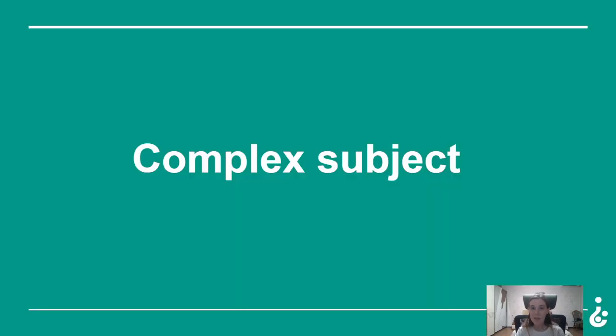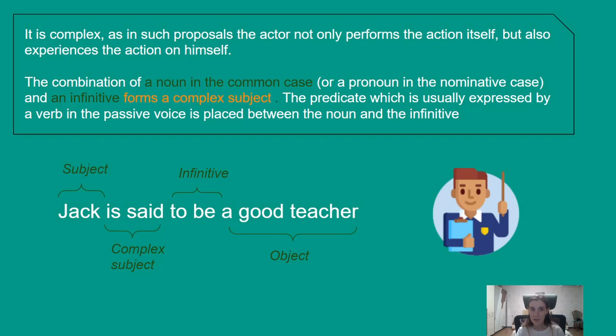Okay, so complex subject. It is complex in that, in such sentences, the actor not only performs the action itself, but also experiences the action on himself. The combination of a noun in the common case or a pronoun in the nominative case and an infinitive forms a complex subject. The predicate, which is usually expressed by a verb in the passive voice, is placed between the noun and the infinitive. Look at an example.